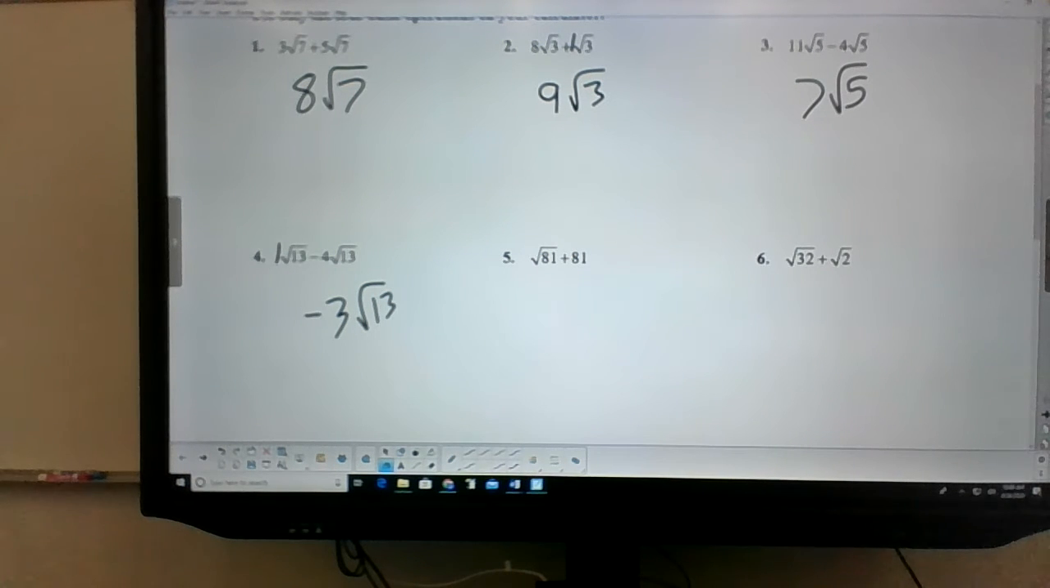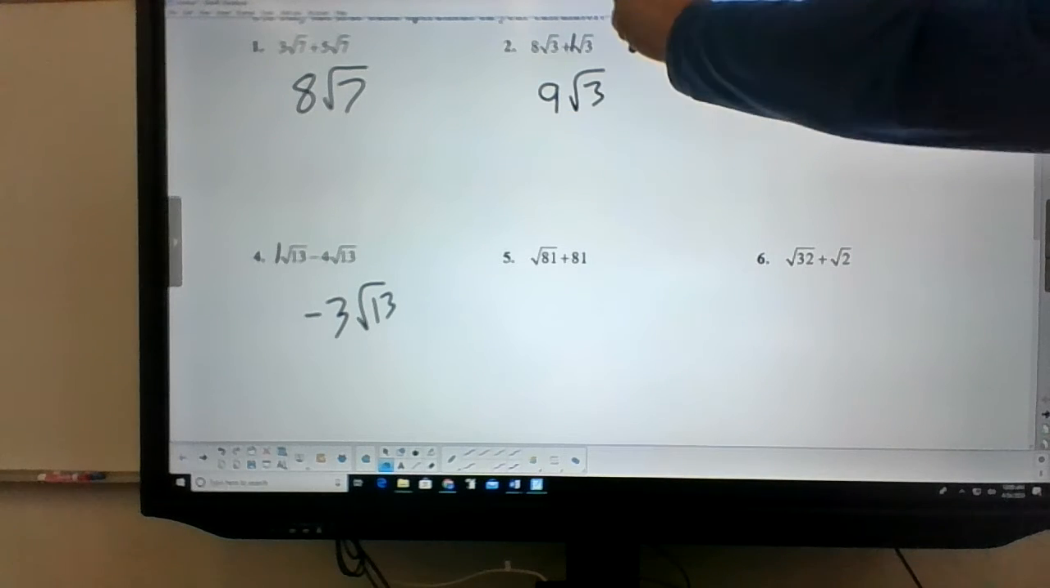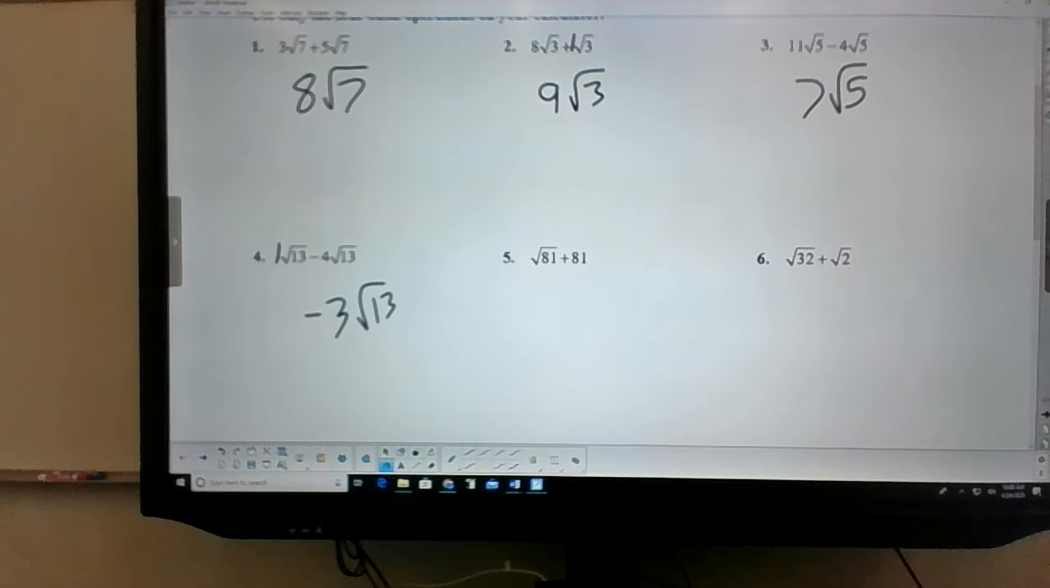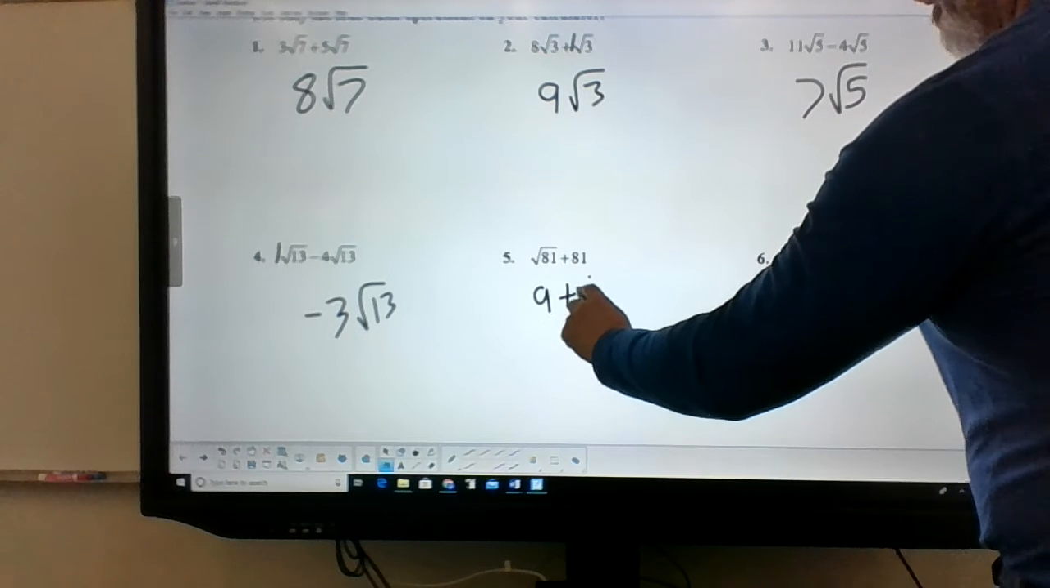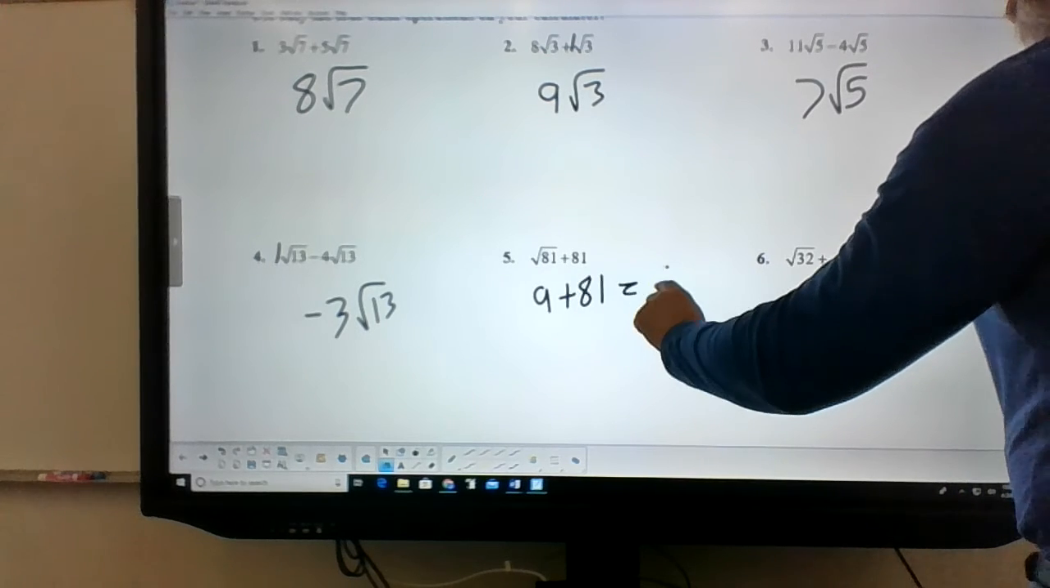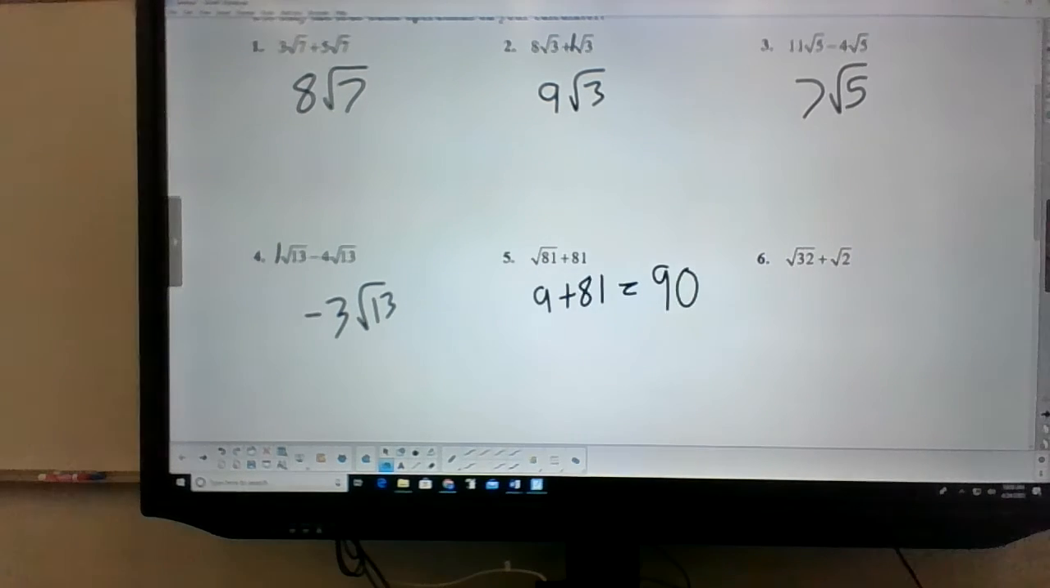Radical 81 plus 81. Again, simplify now. We can simplify. None of those could be simplified. Radical 7, radical 3, radical 5, radical 13. There's no perfect square factors of it. But radical 81 is 9. We really have 9 plus 81, which is 90.